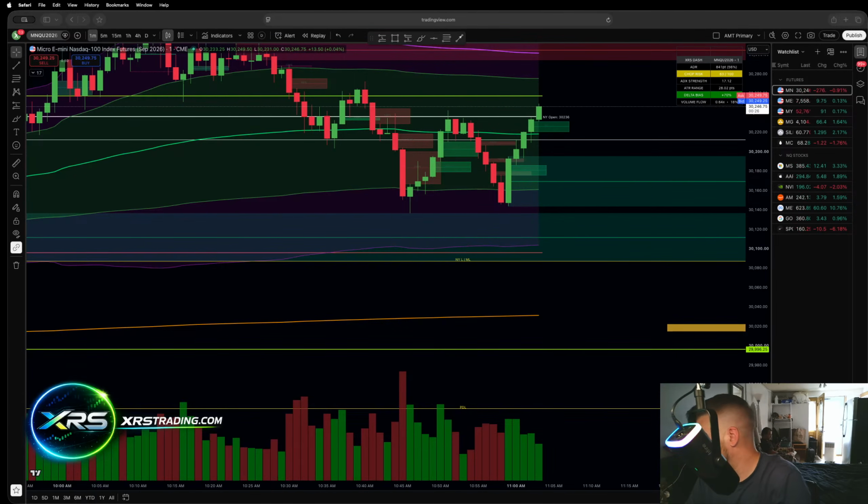Now we just formed a new bullish order block too on the 1 minute. So interesting. We take a stab at a long here to the band.